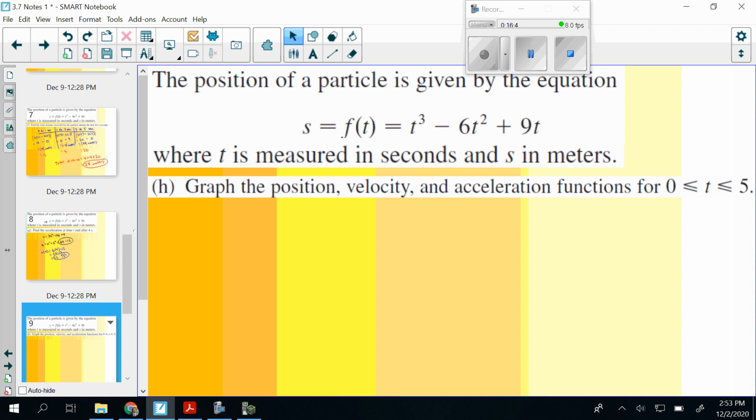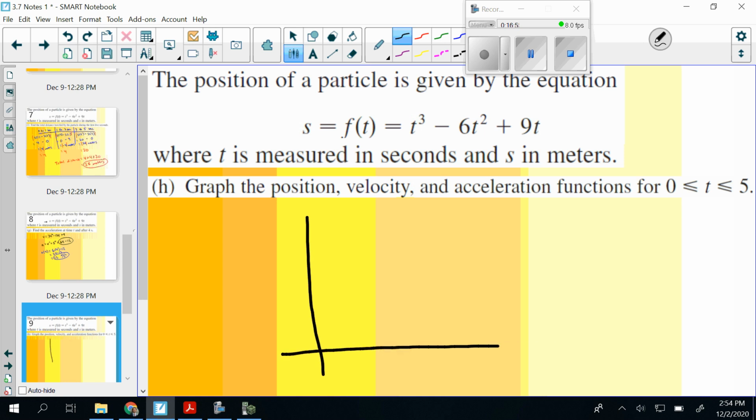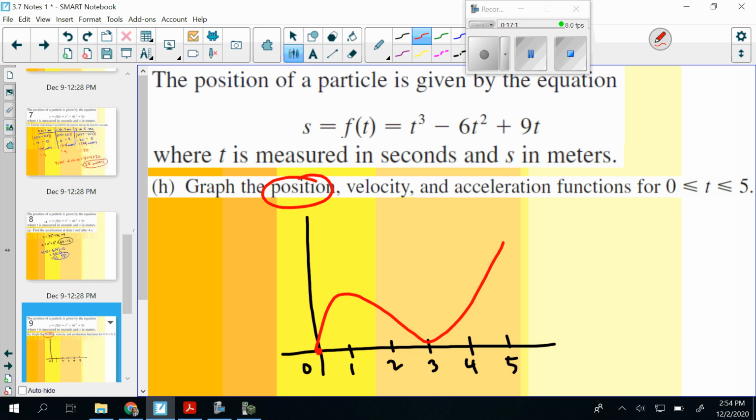All right, graph the position, velocity, and acceleration functions from 0 to 5. Okay, so for this one, they want us to graph all 3 of them on the same graph. We have already graphed our position one before, so let's recreate that. Our position one looked like this. It started at 0, it went up, down to 3, and then it went back up again. So that was our position one.